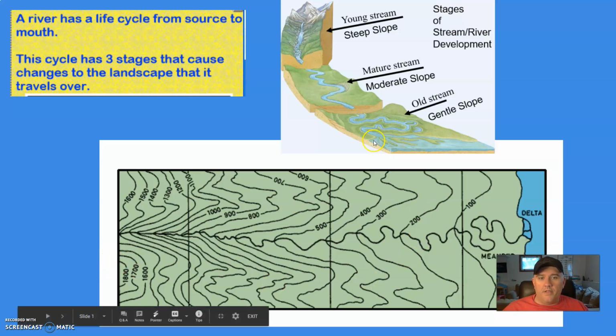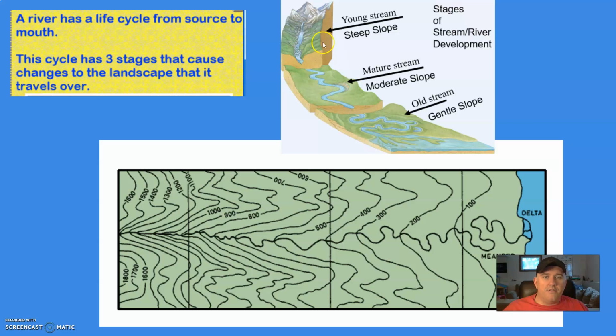On the first slide here, we can see a picture in the top right corner of the three stages from youthful to mature to old age. The big difference is the overall gradient, the steepness of this, giving it a straight channel. In the mature, we have a moderate slope, and we have some meanders starting to occur. And in the old age, we have a very gentle slope where the stream has carved down most of the landscape and it's very flat.